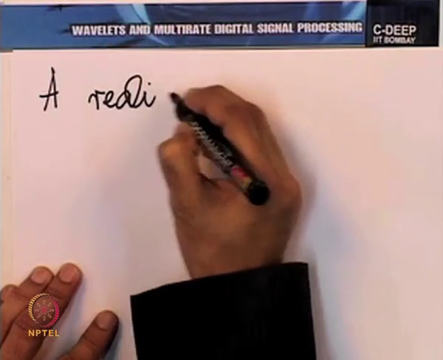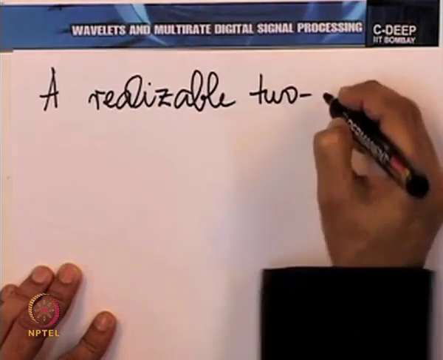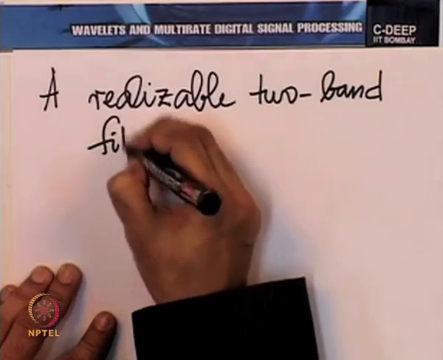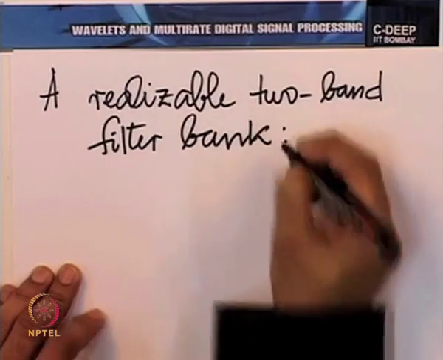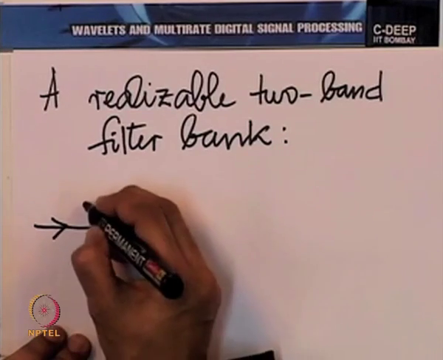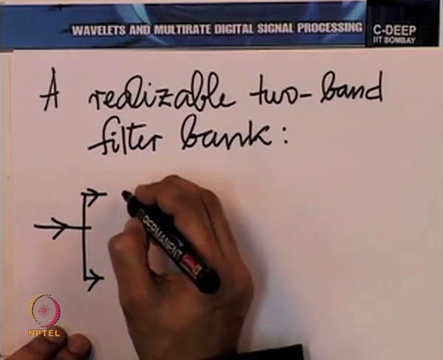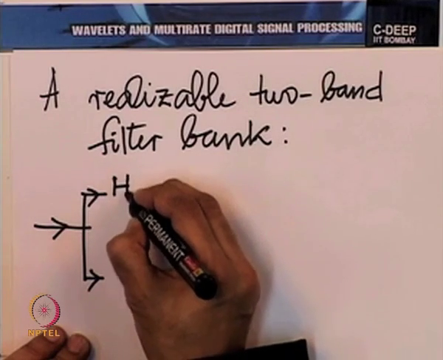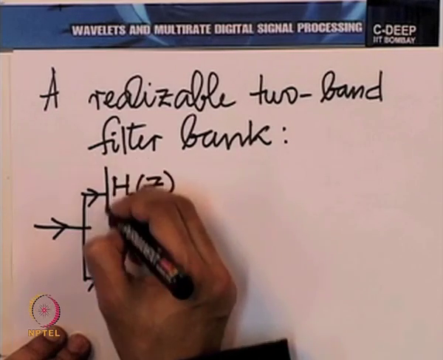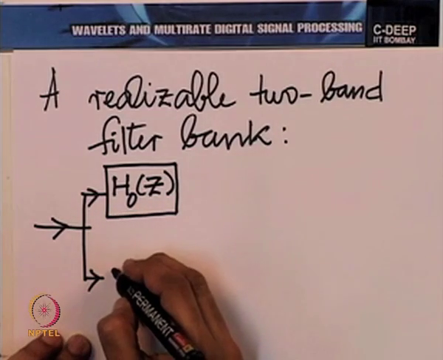Suppose I do happen to design different two band filter banks. So, first, what would a realizable two band filter bank look like? We must first write that down in terms of a drawing. So, a realizable two band filter bank is like this. So, I straight away write it in terms of system functions here.